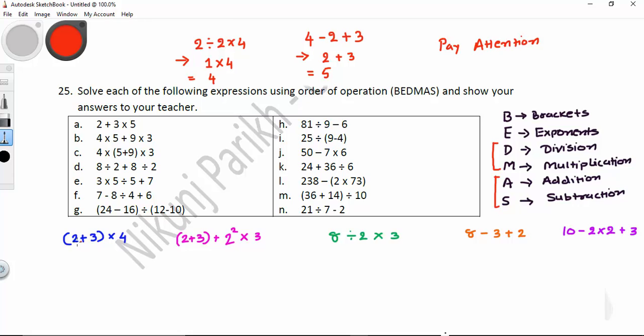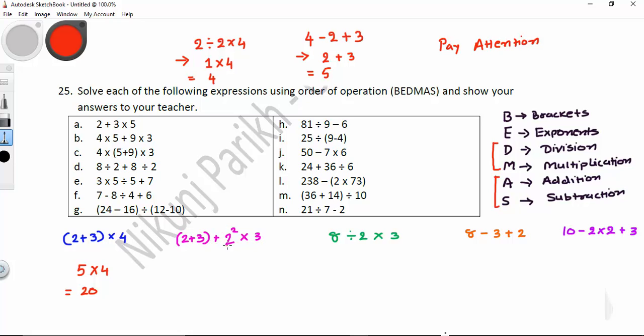So what is there within the bracket? 2 plus 3. That would be 5. So I will first solve this and I'll write 5 times 4. That would be equal to 20. Got it? Now let us try this.